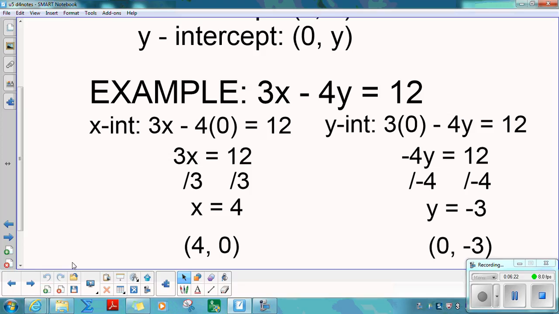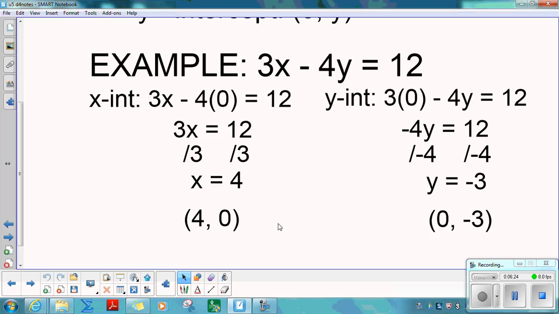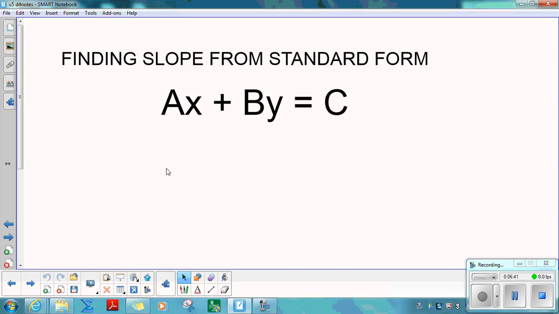Oh well. Okay, but those are my x and y intercepts, and knowing that, it's really helpful because those are 2 points that are easy to graph. Okay, so if you had to graph it, I would find the x and y intercept and just plot those, and there you go.